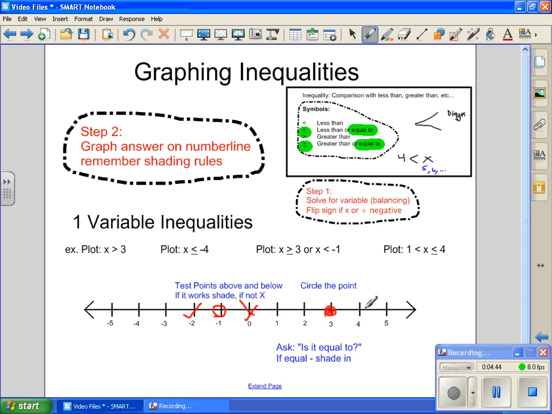Now we test 4. Is 4 bigger than 3? Yes. So now we shade this region. Everything left of here will get shaded, nothing in here will get shaded because they don't work, and then everything to the right. So this would be the graph of less than -1 or greater than or equal to 3. All right, now we have one more plot. Go ahead and delete that.